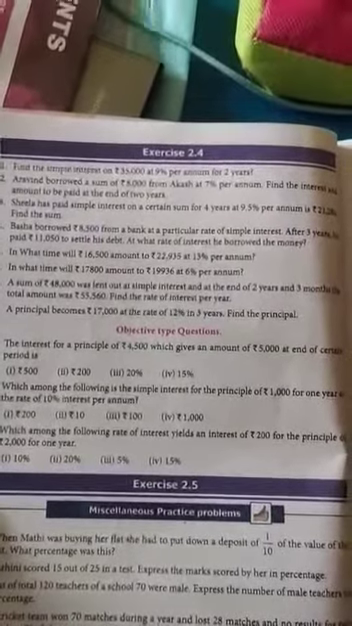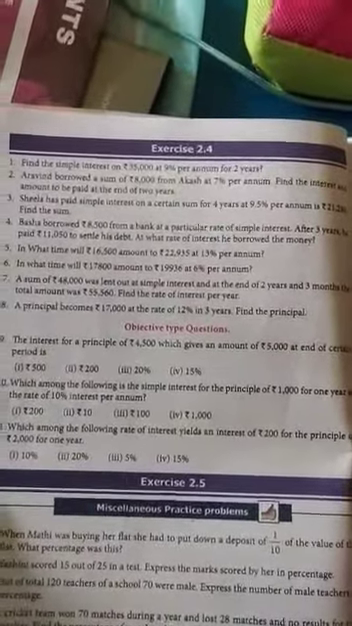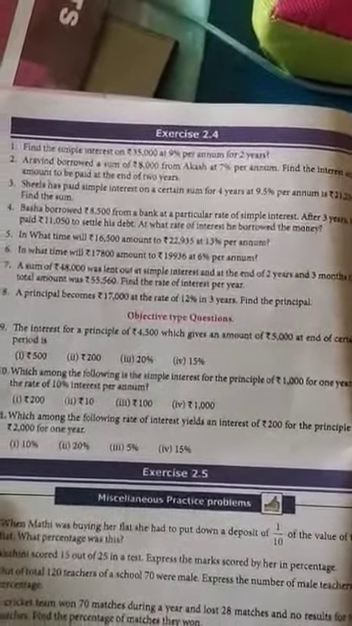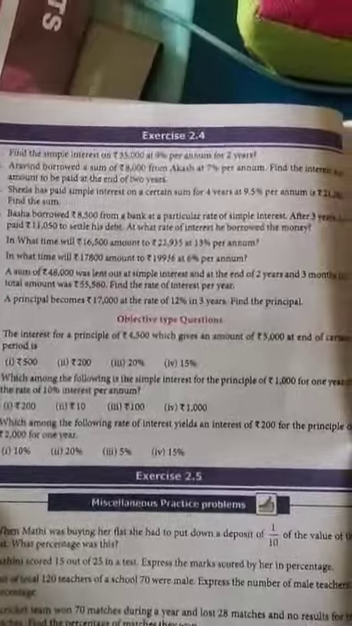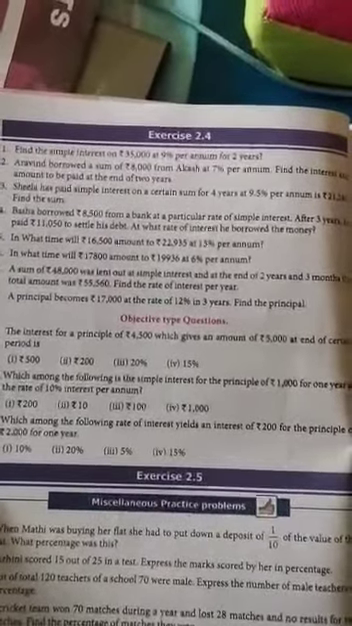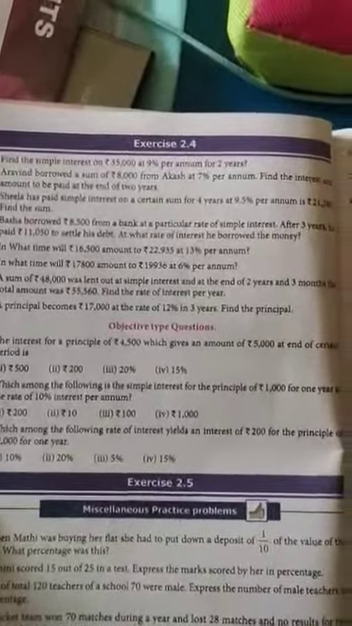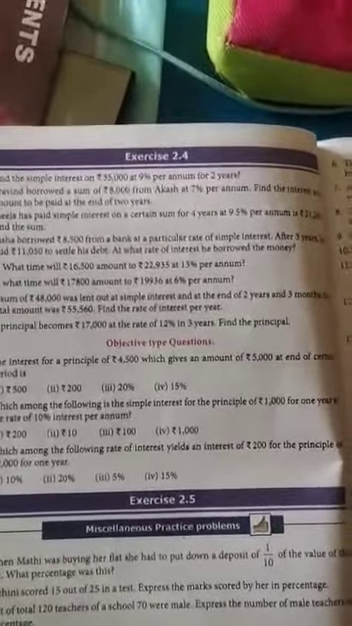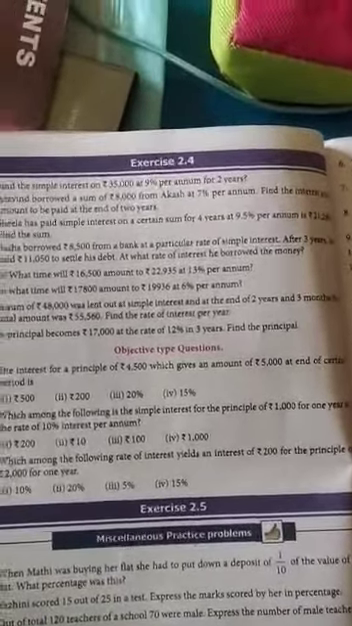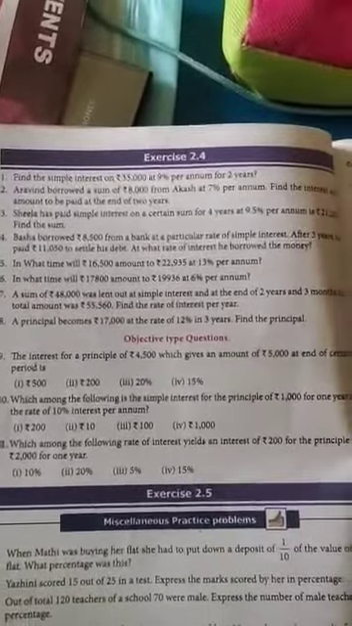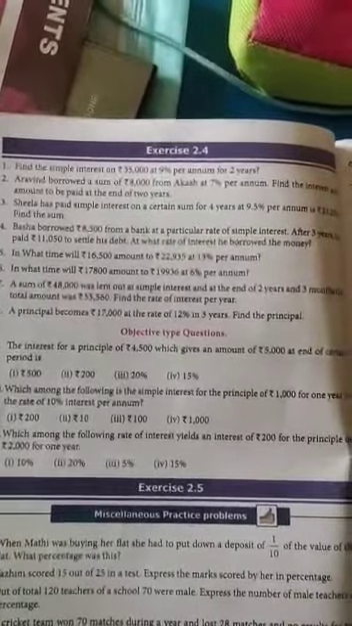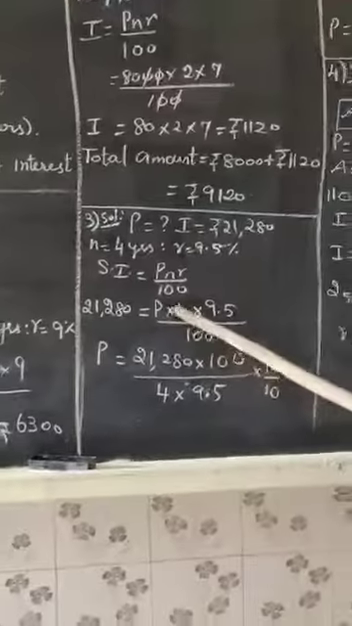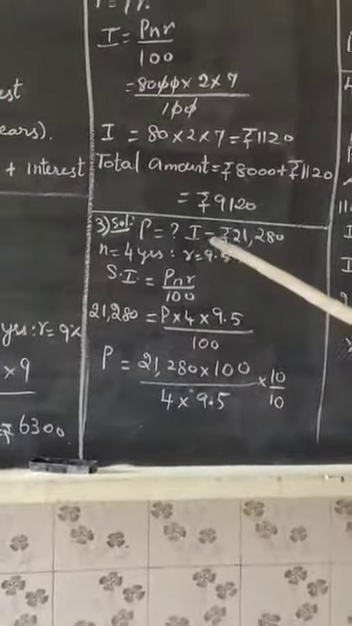Okay, you just note it down. The sum they ask for in this problem means you have to find the principal value. The simple interest value they have given is rupees 21,280, the number of years is 4, and the rate of interest is 9.5%. You have to find the principal value. So let us see the solution. See the problem. So you have to find the principal.